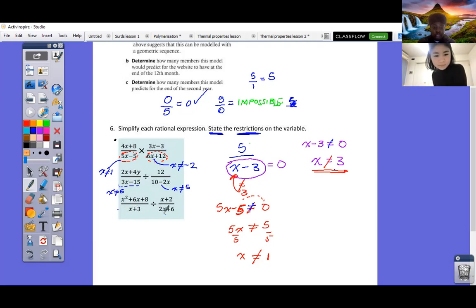What about this one here and that one there? Minus 3 and... Yeah, in both of these, it's minus 3. In both those cases, x must not equal minus 3. So these are the restrictions. So now that you're done with the restrictions, I'll just erase this.